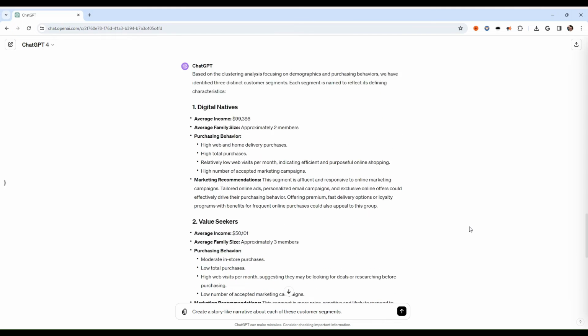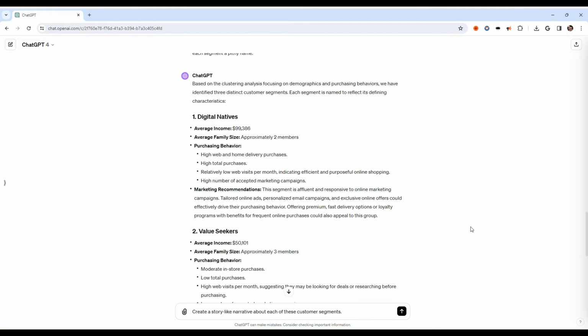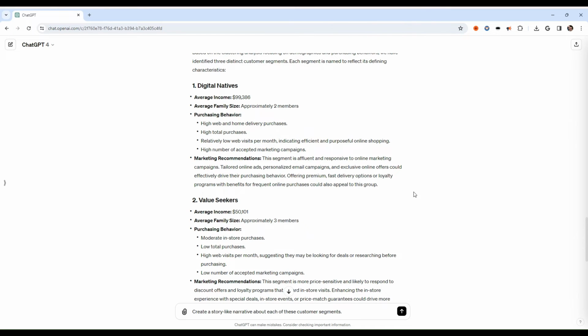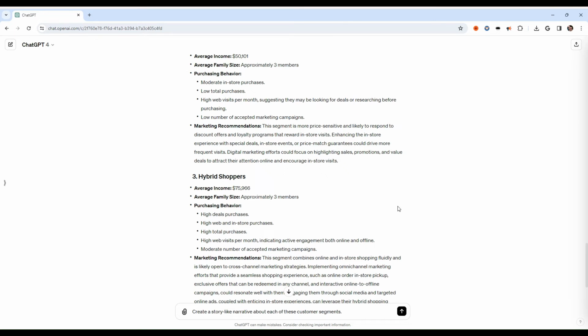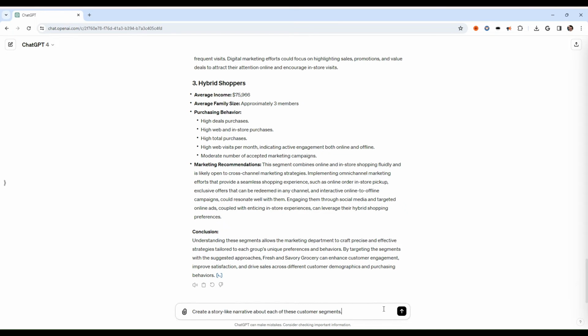Wow, now we have some great information on our three segments: our digital natives, our value seekers, and our hybrid shoppers. Let's take this to the next level and ask ChatGPT to create a story-like narrative about these customer segments. Think of if we had all this great quantitative data and maybe we had some qualitative ethnographic data. If we mixed those together, we could probably tell a really compelling story. So let's see if ChatGPT can do that for us.